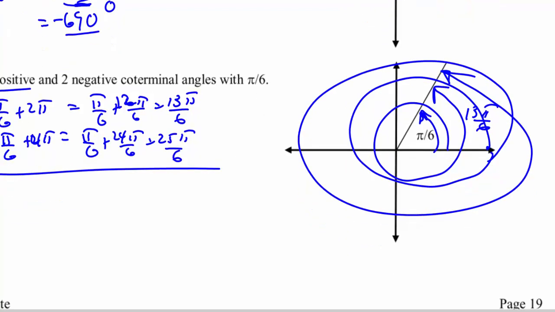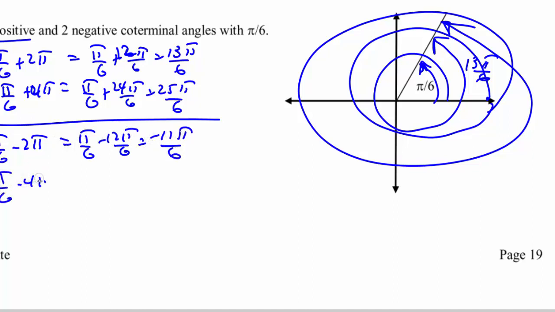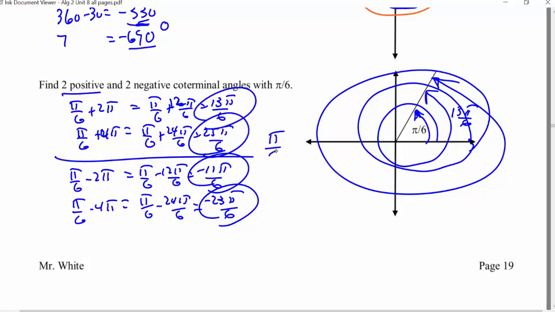Okay, so go backwards. Take pi over 6 and subtract 2 pi. So pi over 6 minus 12 pi over 6 is negative 11 pi over 6. Pi over 6 minus 4 pi would be pi over 6 minus 24 pi over 6, which is negative 23 pi over 6. These are all coterminal angles with pi over 6.